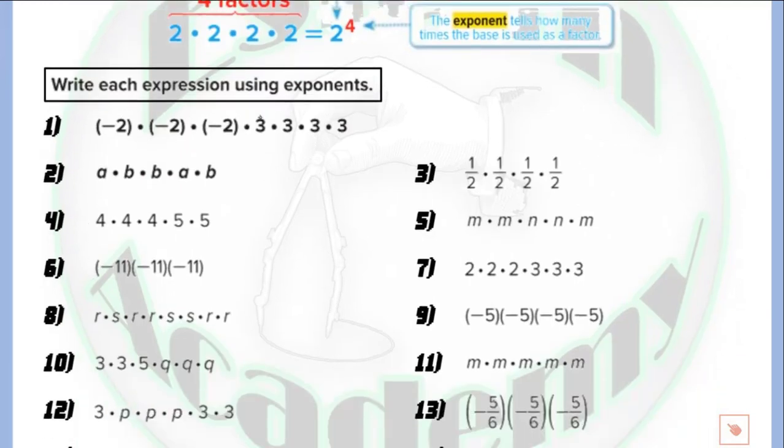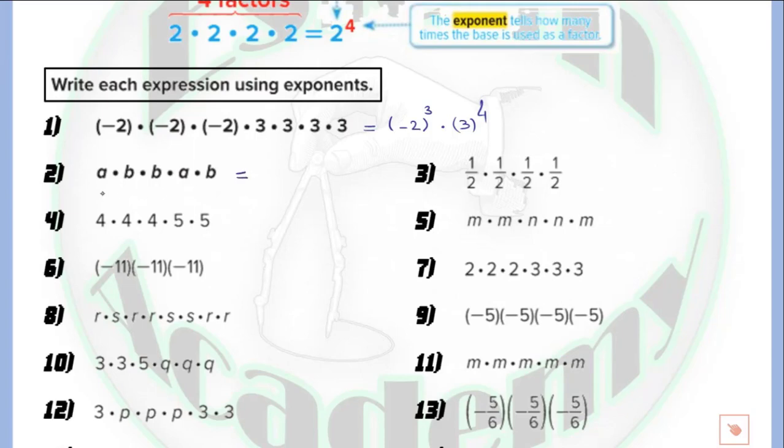In the first question, we need to write each expression using exponents. You will find that negative 2 is repeated 3 times and 3 is repeated 4 times. So negative 2 is repeated 3 times, and we can say negative 2 raised to the power 3. Then 3 is repeated 4 times, so we have 3 raised to the power 4. So it will be negative 2 to the power 3 times 3 to the power 4.